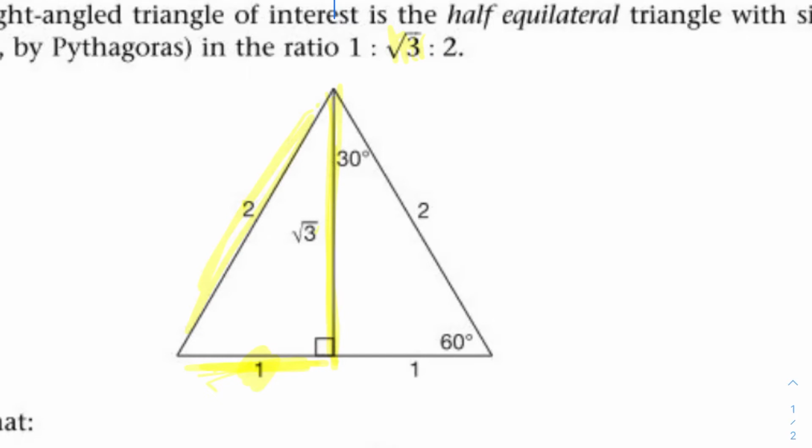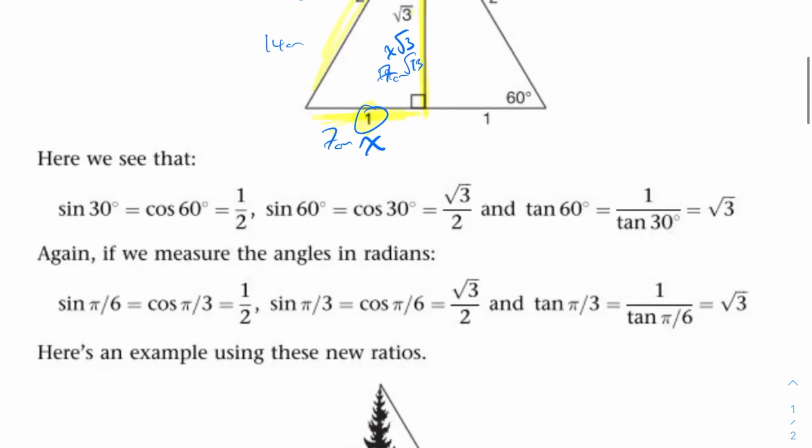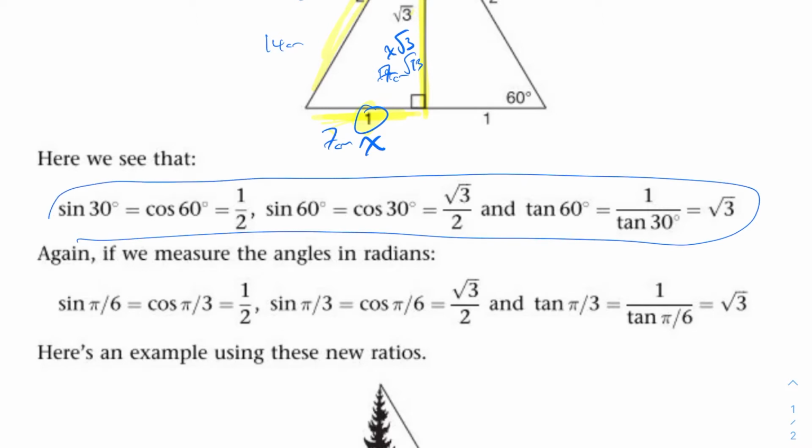Cool. So the same as what we did in the last video. If you look at it in terms of x, we say that here is x, here is 2x, and here is x times the square root of 3. So whatever this value is here, if this is 7 centimeters, then this becomes 14 centimeters, and this becomes 7 centimeters times the square root of 3. Okay, so now the book makes some relationships here that we'll go through.